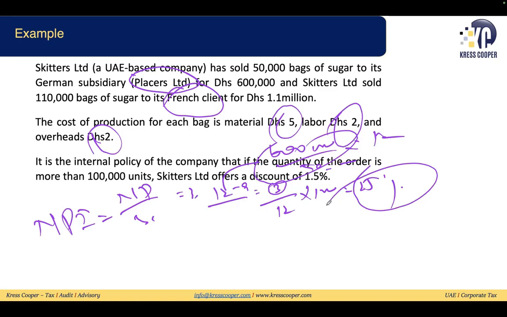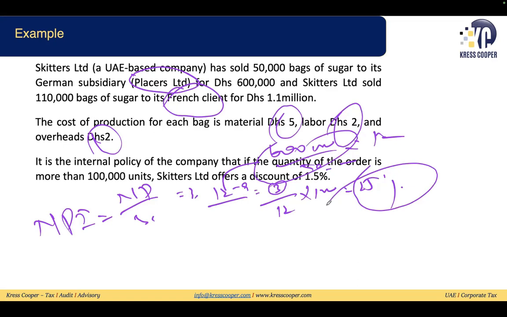For the uncontrolled transaction, internal comparables are available. Once the internal comparables are available, then we need to ascertain the NPI of the uncontrolled transaction. It is the same formula. Sales price is 1.1 million. How many bags have been sold? 110,000. 1.1 million divided by 110,000. Price per bag for the French client is 10.